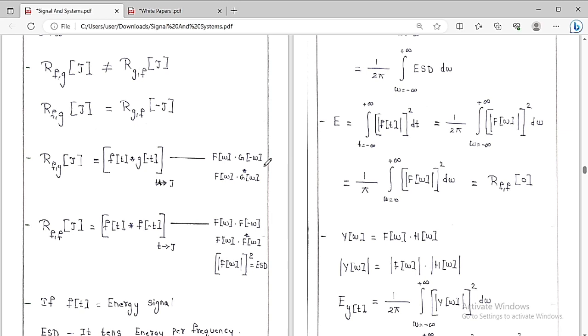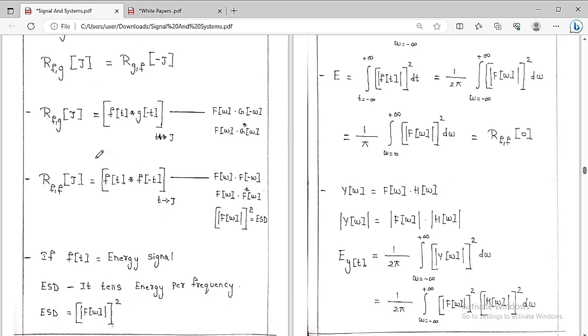G of minus omega is nothing but G conjugate of omega, as I have already told you, because G of omega is a complex number. The real part is even and the imaginary part is odd in nature. Because of that, if you substitute G of minus omega, we are going to get G conjugate of omega. Therefore F of omega into G conjugate of omega is the Fourier transform of this one.